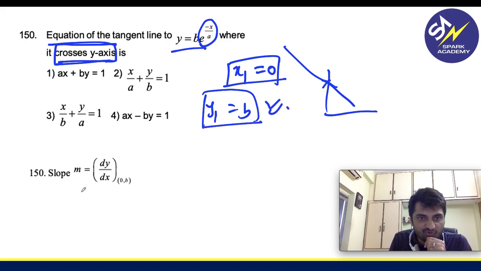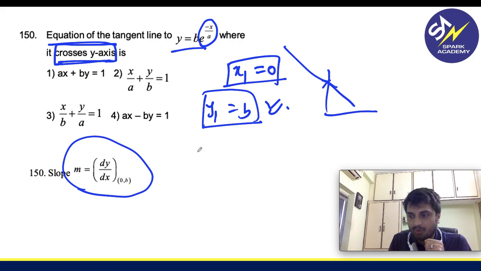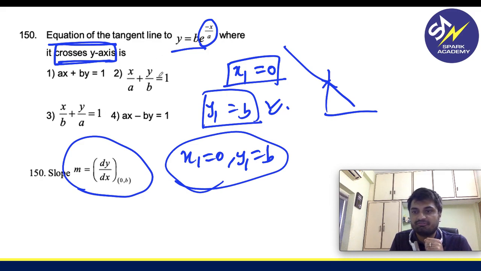So basically slope you can find out now. Points you know: x1 is 0, y1 is b. You can find out the equation of tangent, right? So how will you find out the slope? dy by dx means b. Derivative of e power is e power only, into minus 1 by a you are getting.